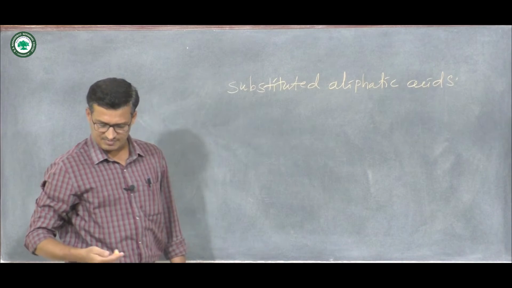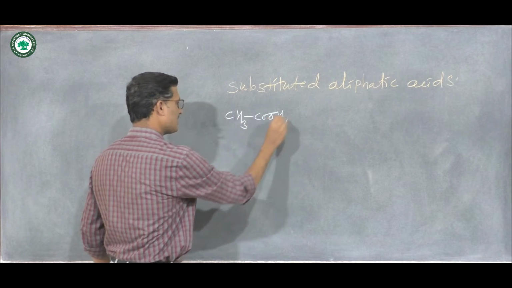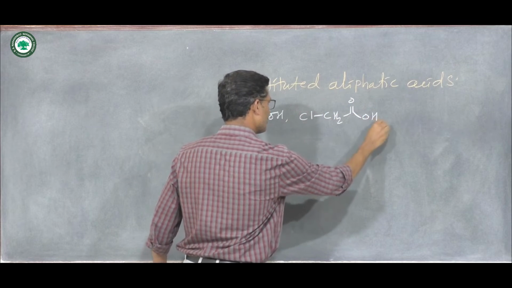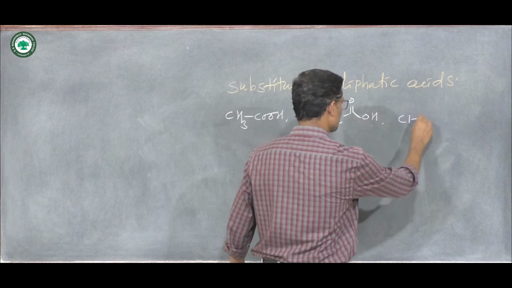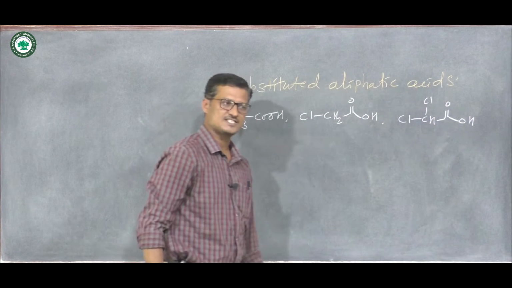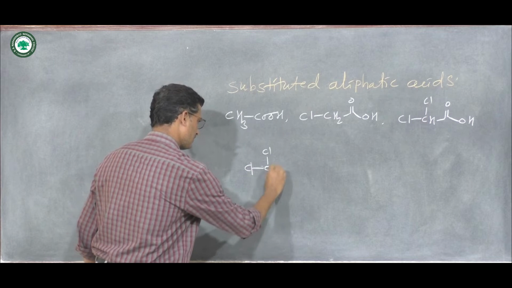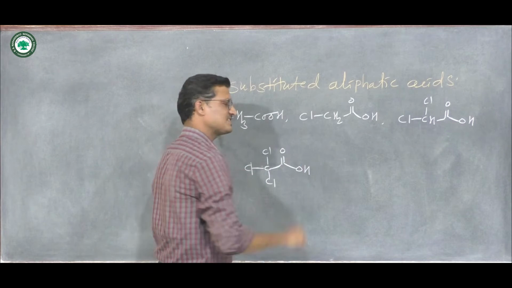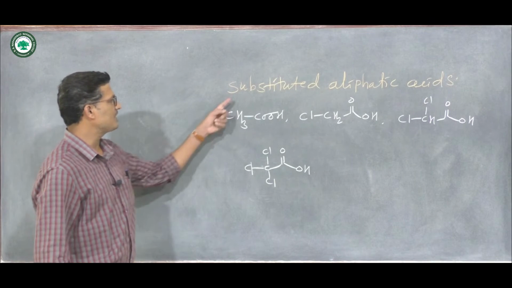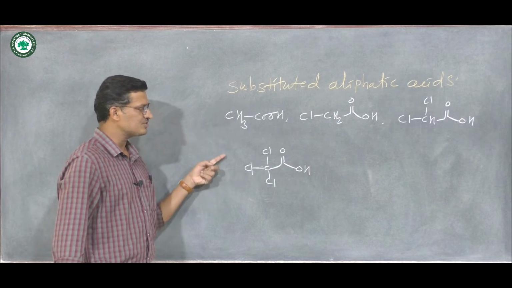And for the substituted aliphatic acid, we take three examples. You take acetic acid, monochloroacetic acid, dichloroacetic acid, and trichloroacetic acid. And when we think about these acids and compare the acidity between these, all of them are substituted acids.